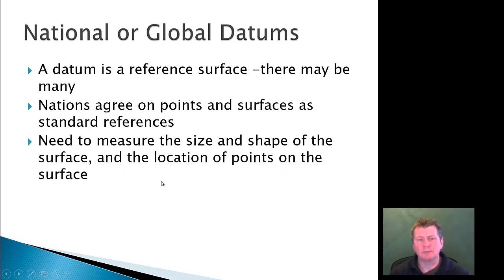Okay, so there are many datums. Different nations may agree on points or surfaces as standards, but we need to measure the size and shape and location of these points on the surface.